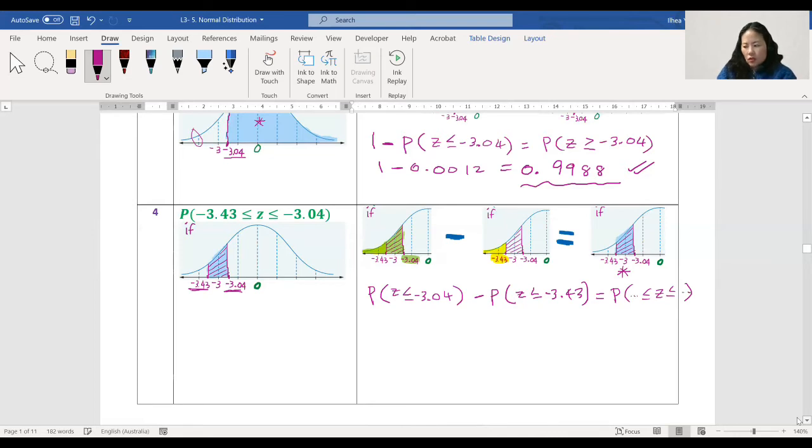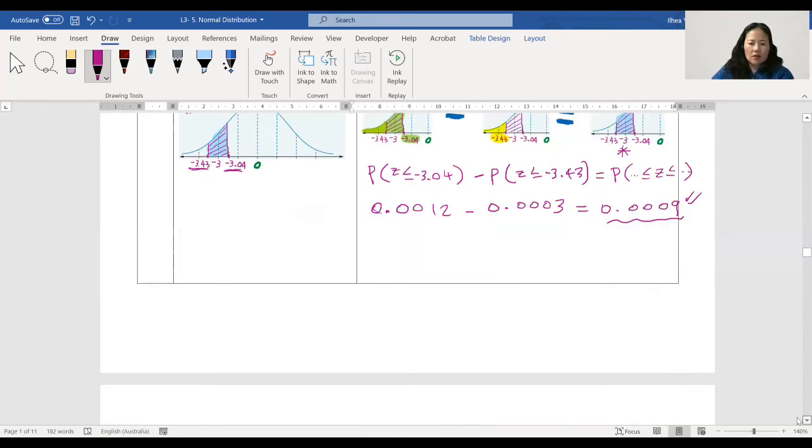Okay, so let's have a look. We've got all the information from the previous questions we've done. So I'm just going to write it: 0.0012 take away 0.0003. So my answer, the middle part of the area, is 0.0009. Okay, so that's my answer. So be careful about when the area is on the right hand side of the bell curve or in the middle of the bell curve. So there's two different ways of doing things.